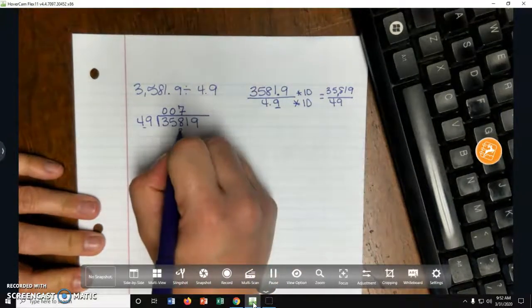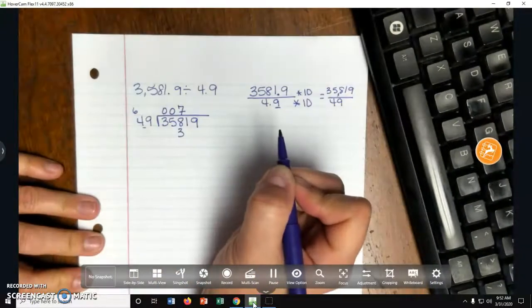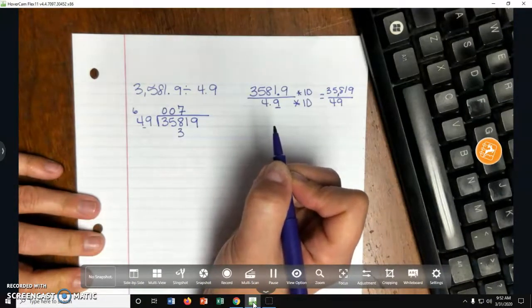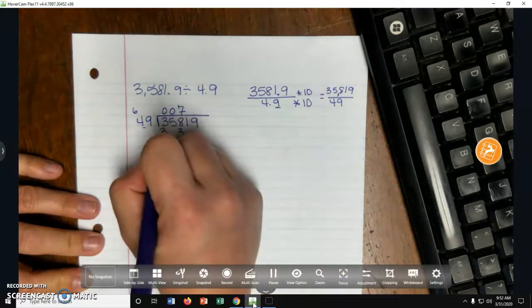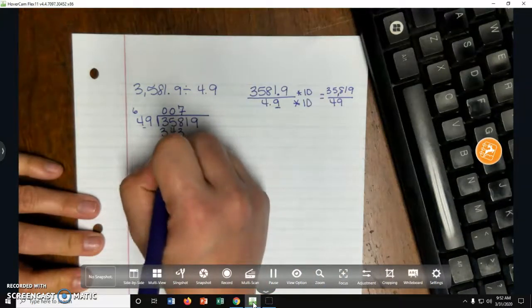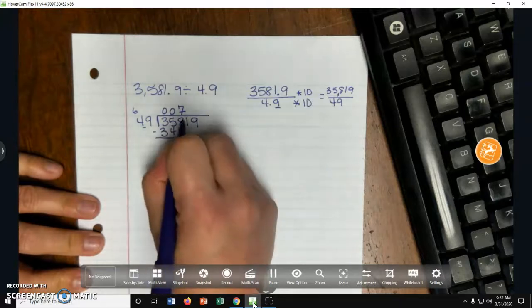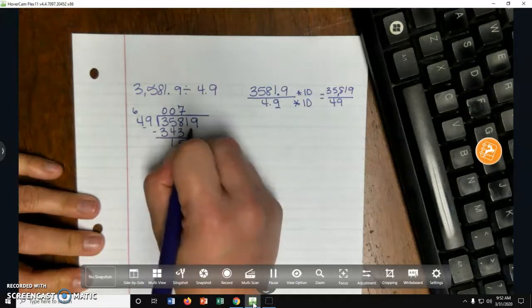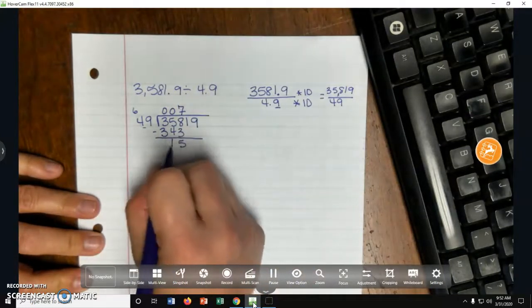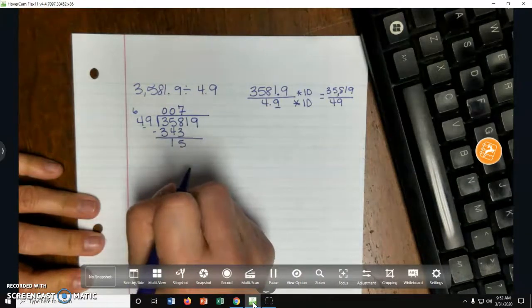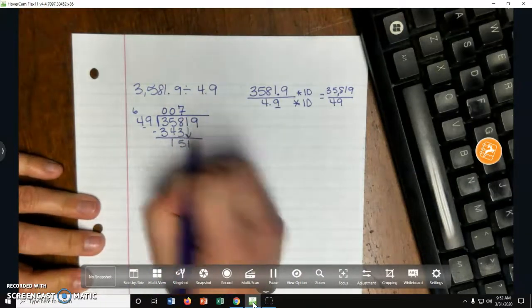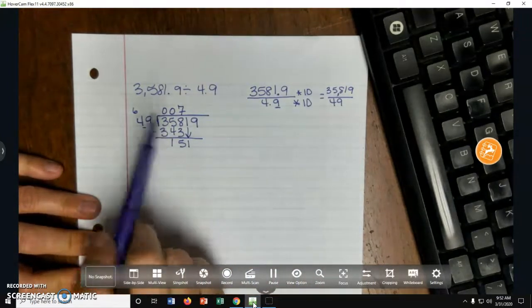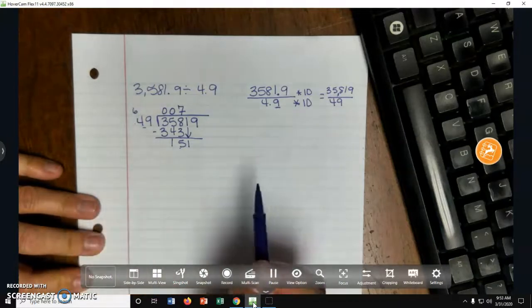9 times 7 is 63. 7 times 4 is 28, plus my 6 gives me 34. Next step is to subtract. 8 minus 3 is 5, and 5 minus 4 is 1. Checking my subtraction, is this number less than my divisor? Yes, so I'm good to continue. Go ahead and drop the 1, bring that down. Now we're back to our division step. How many times does 49 go into 151?